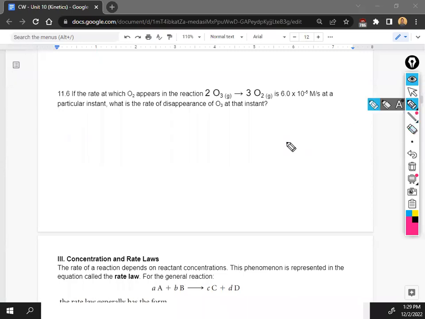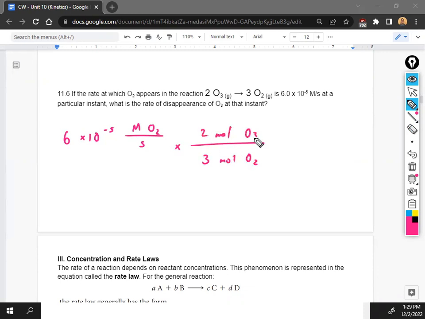Okay, so hopefully this is not too bad. We got 6 times 10 to the negative 5 molarity of O2 per second. And then we just need to multiply that by the mole ratio. Now, the mole ratio is 3 moles of O2 for every 2 moles of O3. And so it's a 2 to 3 ratio. And so all we got to do is multiply this together, and that will give us our final answer.